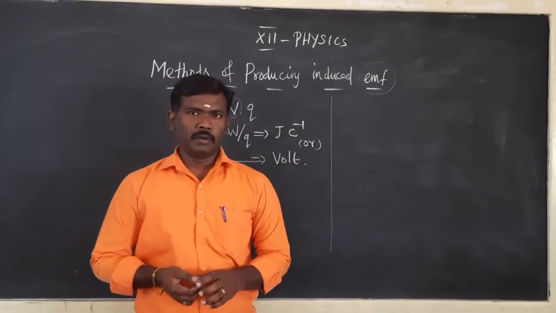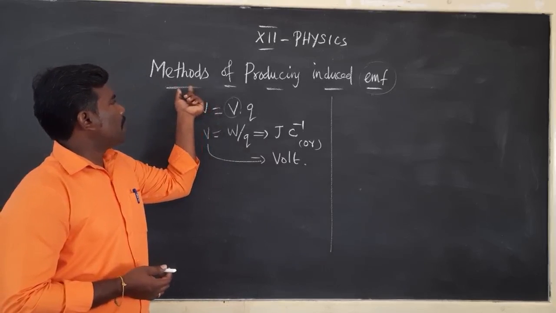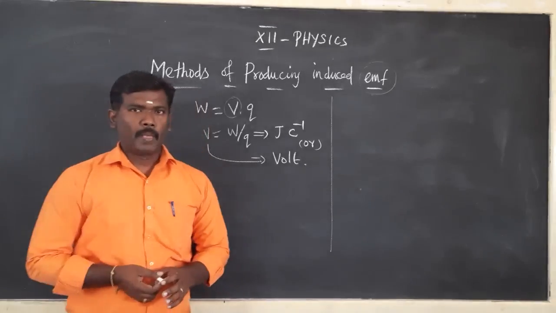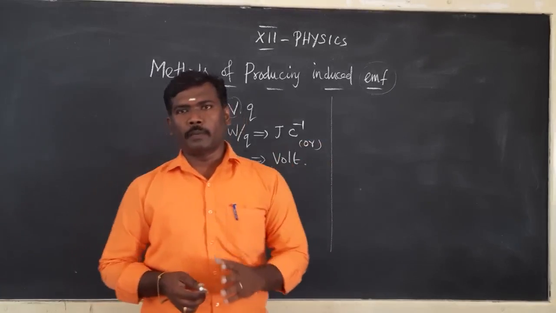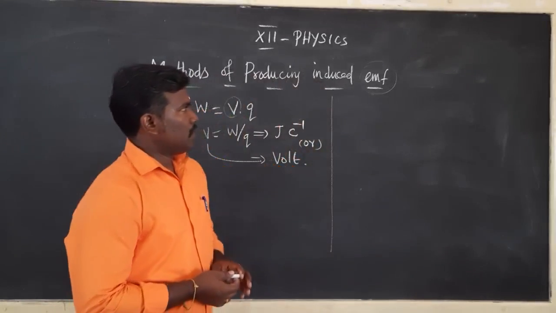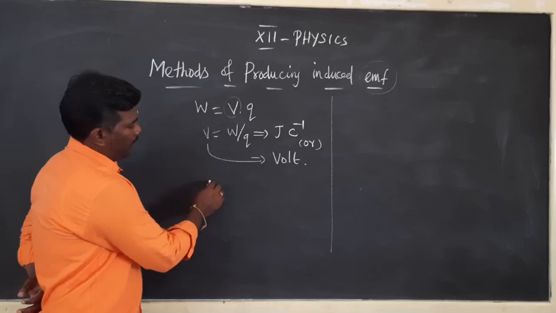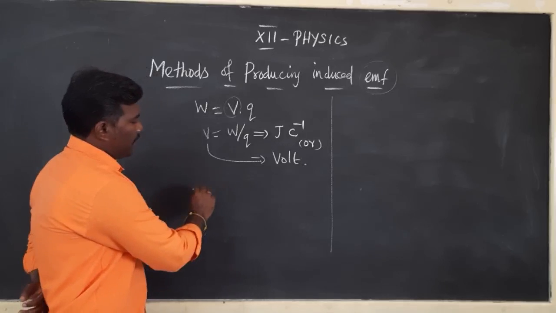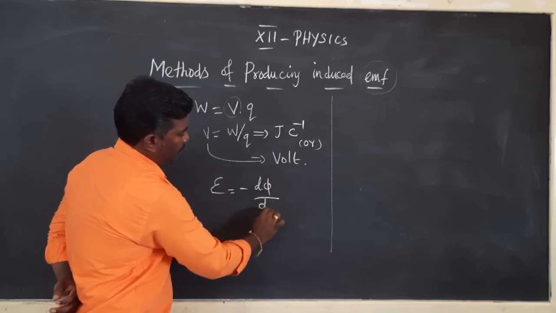Now, we are going to discuss how to produce the induced EMF in a closed circuit. We can produce the induced EMF only in a closed circuit, not in an open circuit. So, methods of producing induced EMF. We know the formula for induced EMF from Faraday's second law. I write the equation: induced EMF is equal to minus d phi by dt.